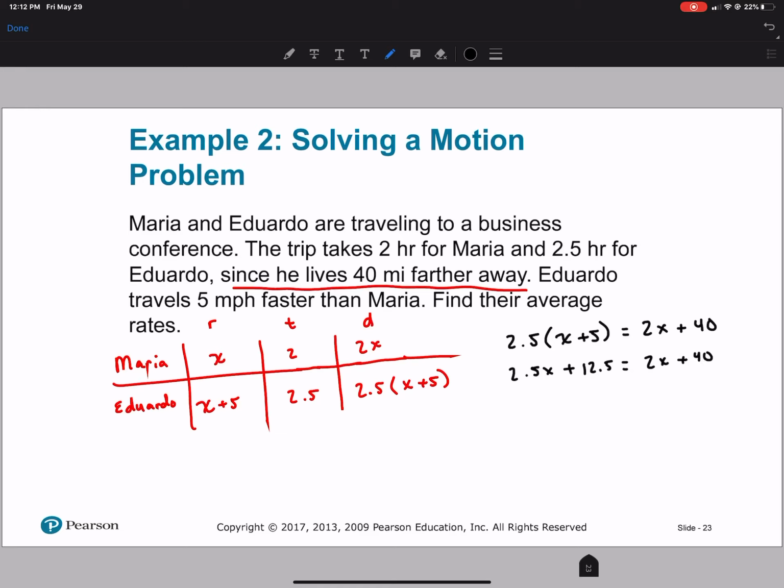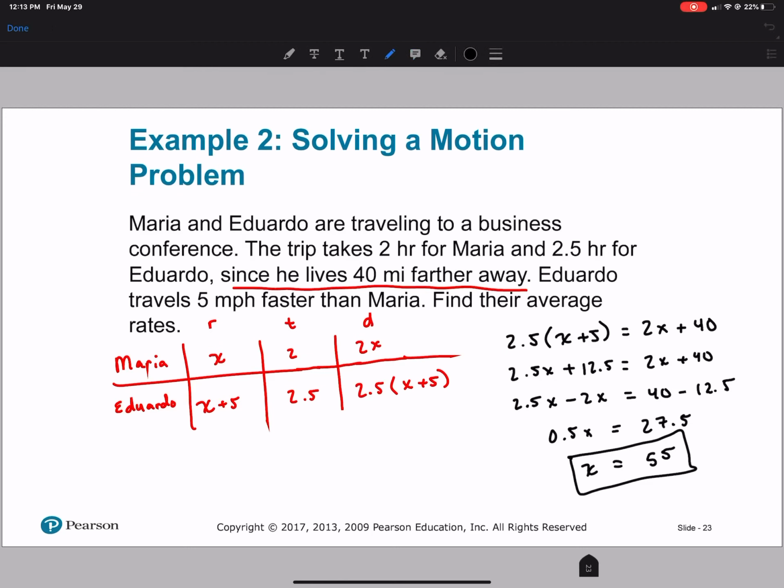So I'm going to put all the x's on one side and all the constants on the other. So it'll be 2.5x minus 2x is equal to 40 minus 12.5. Therefore, I'm going to have 0.5x is equal to 27.5. Put that in the calculator. Then I'm going to divide by 1/2, which is the same as multiplying by 2, and I'm going to get 55. Now, this just tells me what x is equal to. All right? So we found our rate.